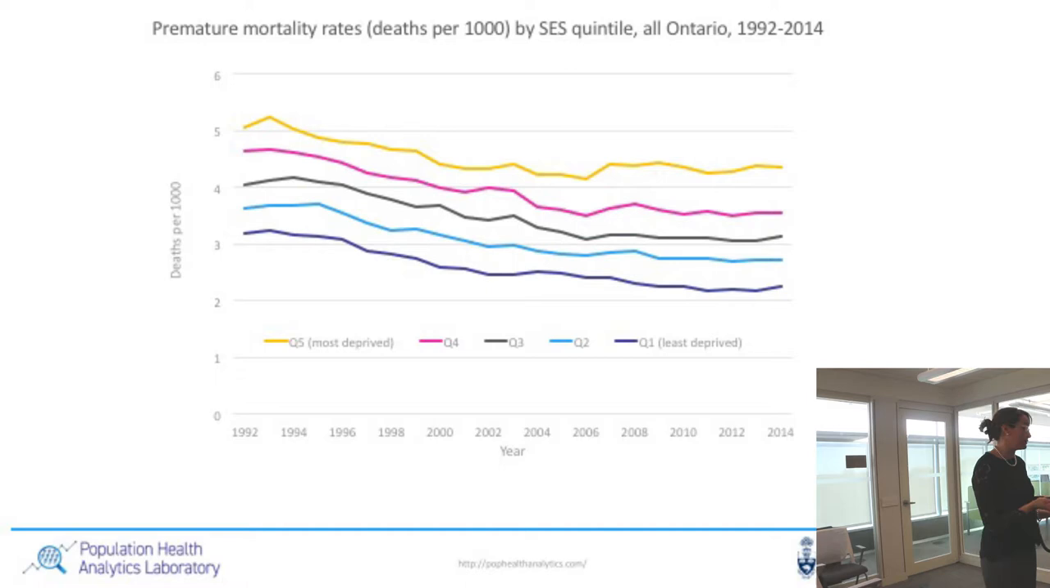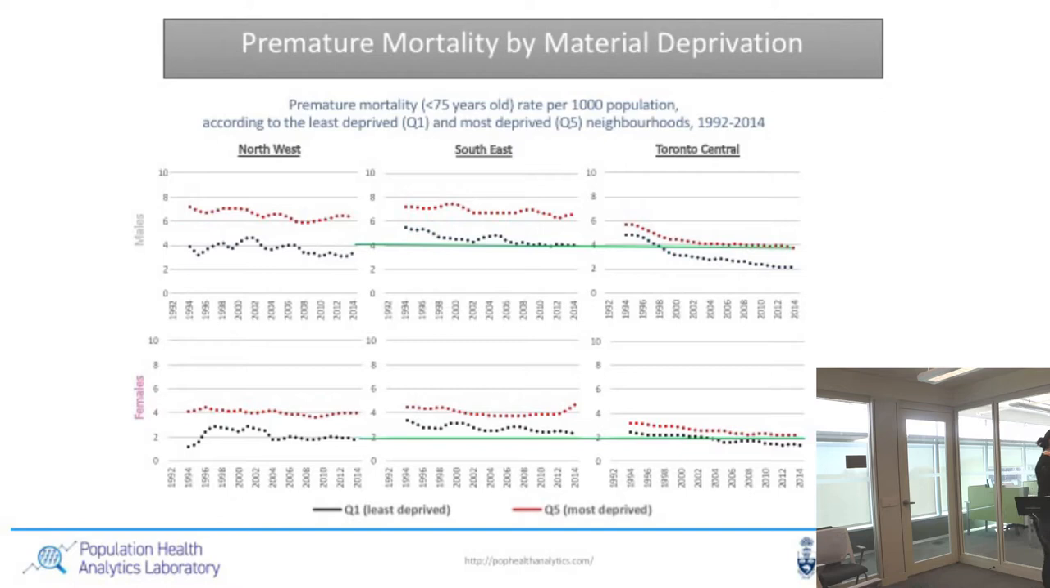So another example of geographic variation. These two lines represent the most deprived and least deprived. So just showing the most and the least for simplicity. And these are three different LHINs, Northwest, Southeast, and Toronto Central, for illustration purposes. And what we're seeing is that the premature mortality rate in the most deprived of Toronto Central has actually gotten to a point where it's lower than the least deprived in the north. And we see the same thing for women. Right? So we're adding in another layer of the analysis here. Premature mortality is going down. We have socioeconomic and geographic variation, and it's actually translating differently across our province.